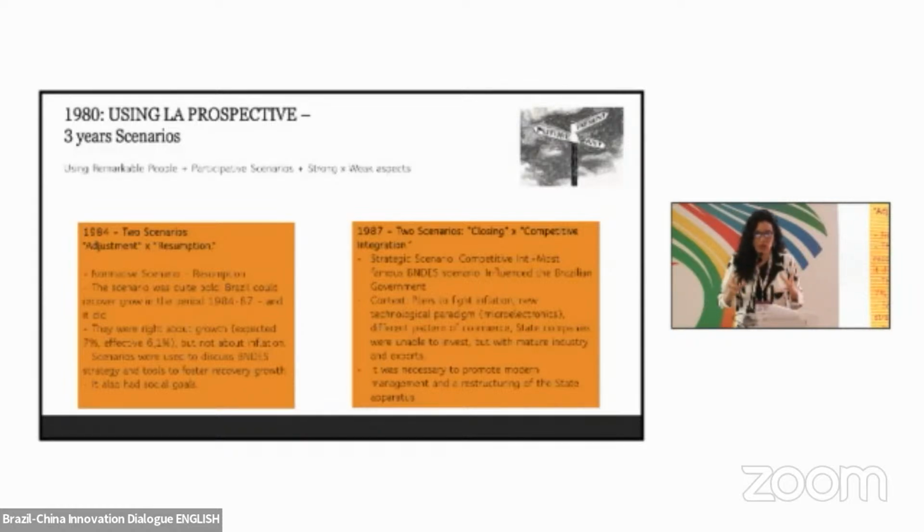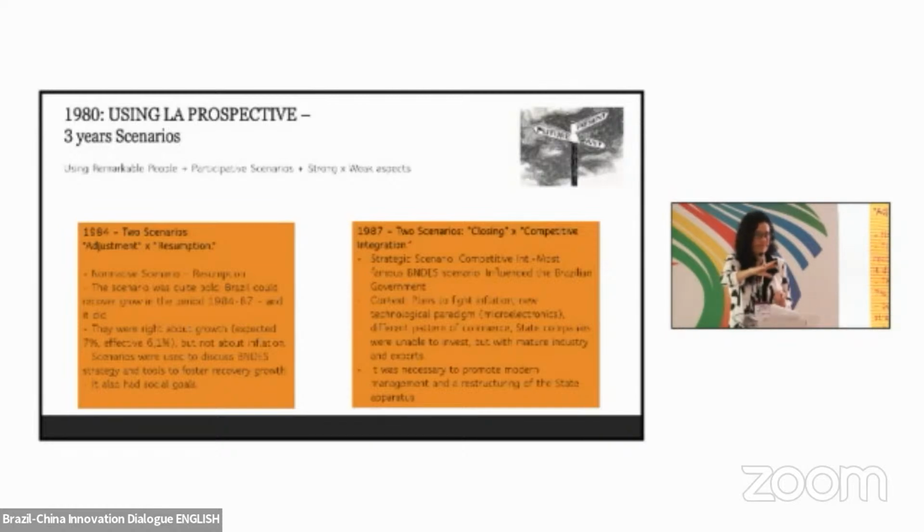The competitive integration. And once again, what is important in competitive integration? These scenarios are the greatest experience of scenarios of the BNDES, the most known, the one that was able to influence different players and different people in the government. It became a hallmark, a trend of the bank. And this is important. What did it say?